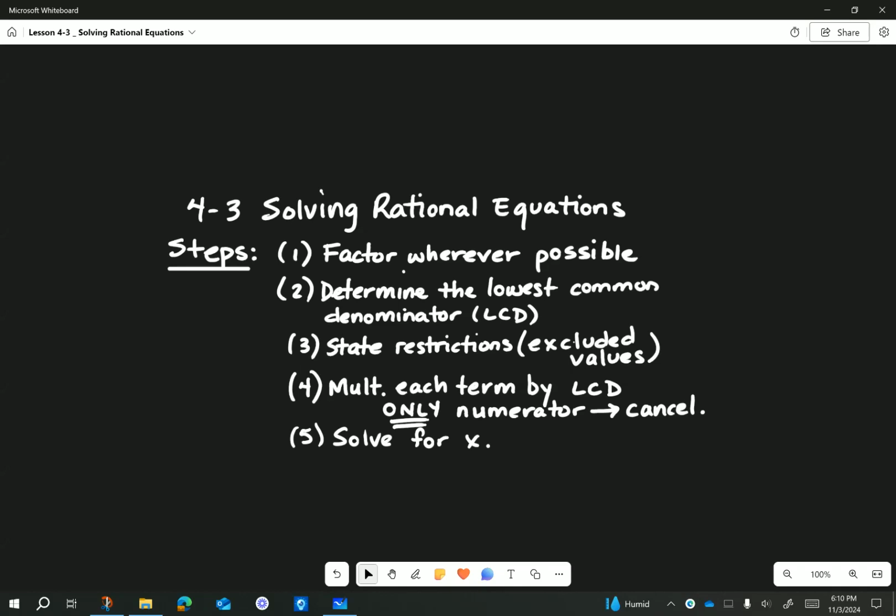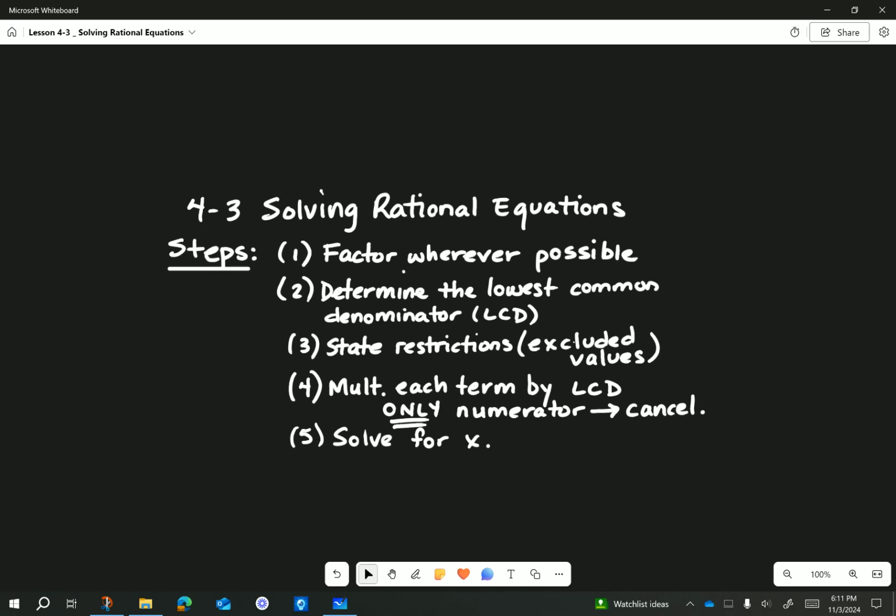Lesson 4-3 on solving rational equations. As you can see, we have 5 steps listed here, and I'd like you guys to just take a moment and go ahead and pause the video so that you can copy these down, and then we are going to dive right into doing 2 examples. Okay, thank you for taking care of that. So let's look over these steps and then we'll go start example number 1.